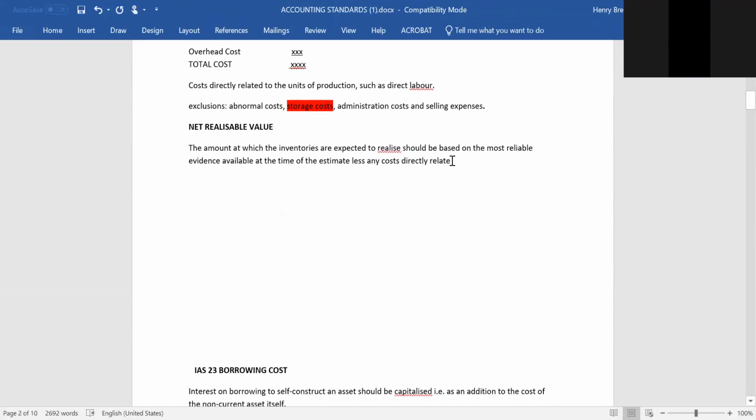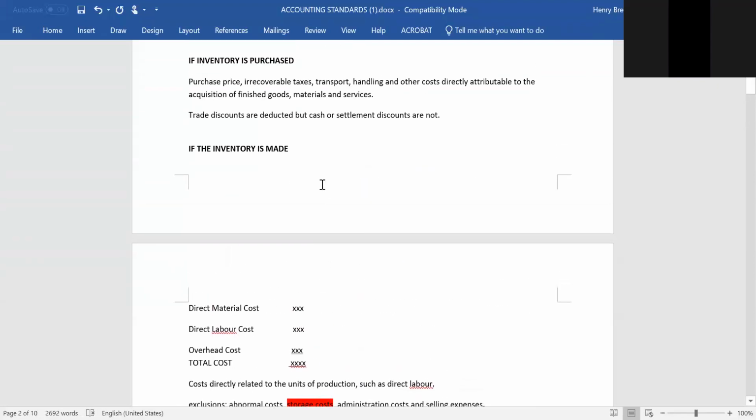So how do you determine the net realizable value? The realizable value is just the market value, the value if I decide to sell this product. So the amount at which inventories are expected to realize should be based on the most reliable evidence available at the time of the estimate, less any cost which directly relates to it. So we are talking about net. That means there's going to be the gross realizable value less any other expenses or costs that we are going to incur to sell the inventory, right? So this is how to go about that.